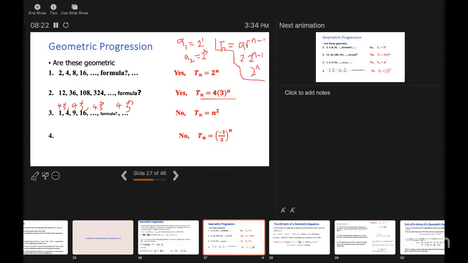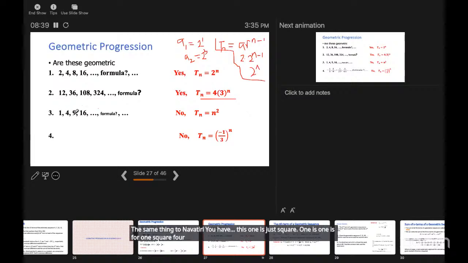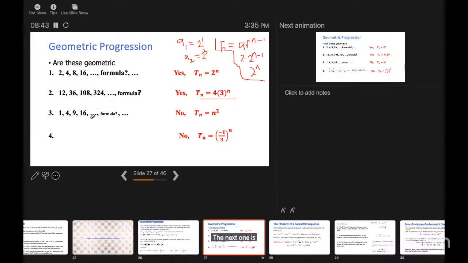So the same thing to number 3. This one is just squares. 1 is 1 raised to power 2, 1 square. 4 is 2 square. 9 is 3 square. 16 is 4 square. The next one is going to be 25, which is 5 square, and the general term is just n square.